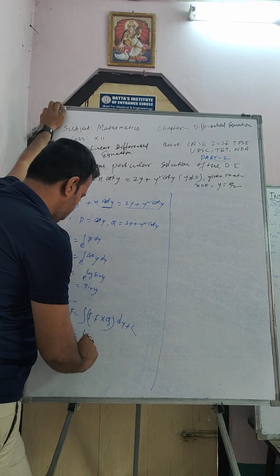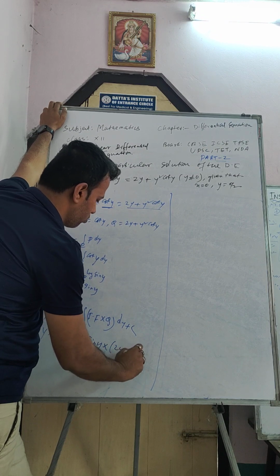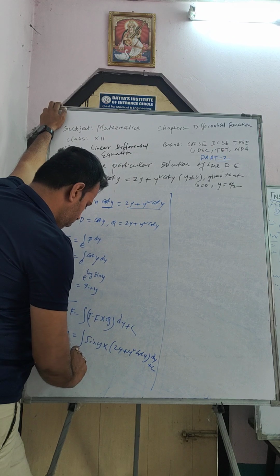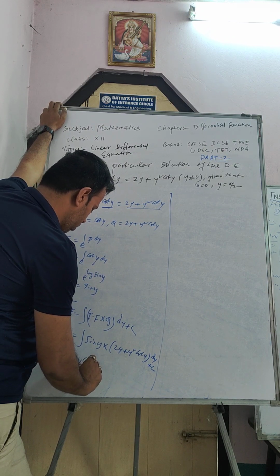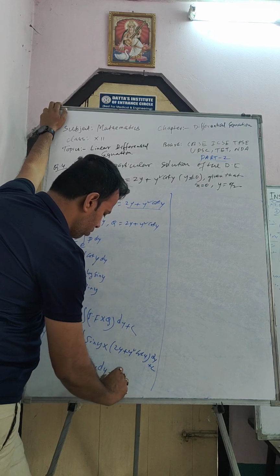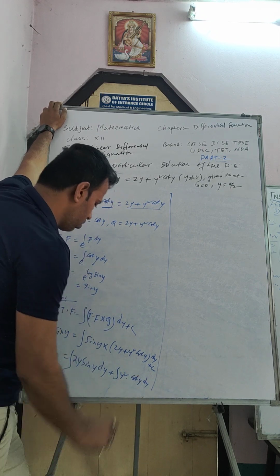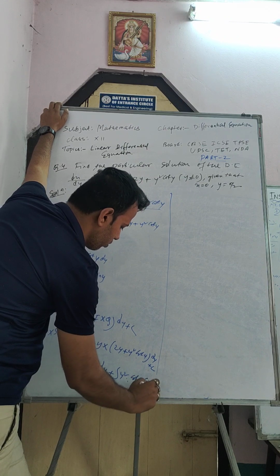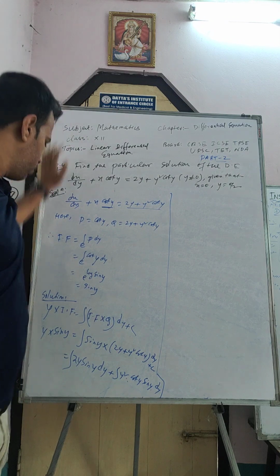So if IF is sin y, Q is 2y plus y square cot y dy plus c. If you multiply it, this will be 2y sin y dy, and it will be y square cot y dy into sin y dy. Okay, the solution is like that.